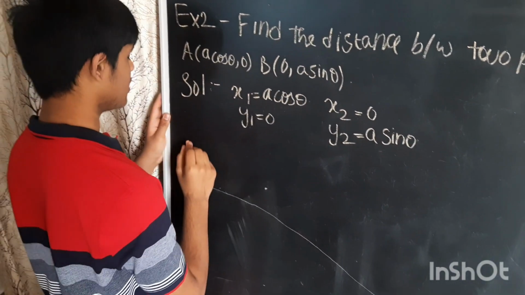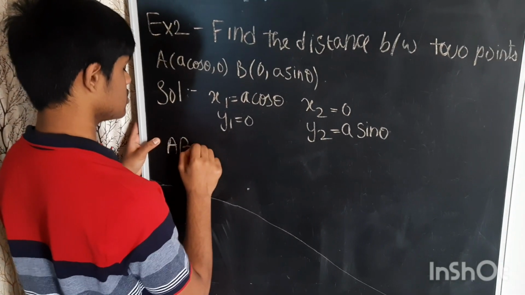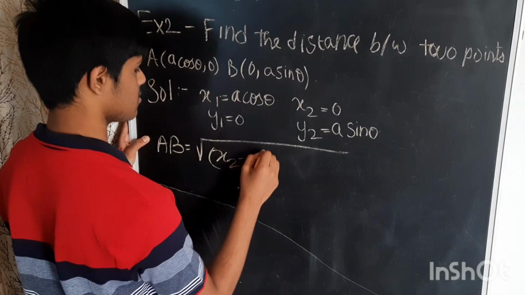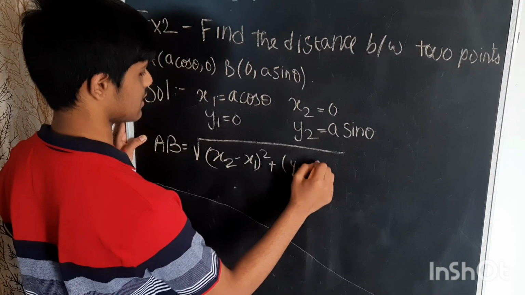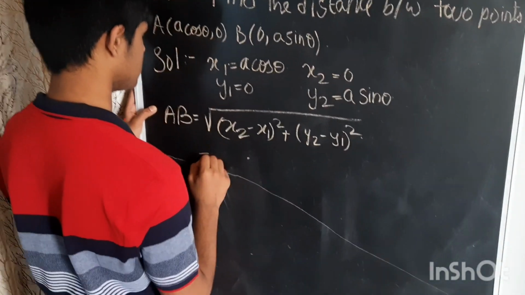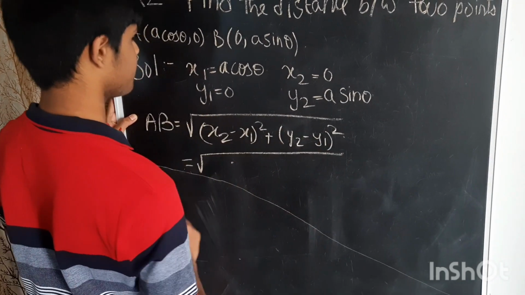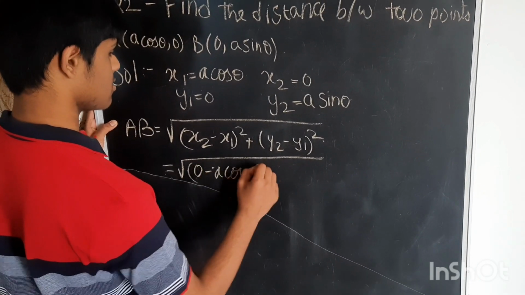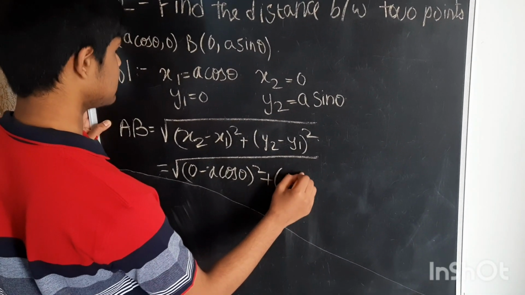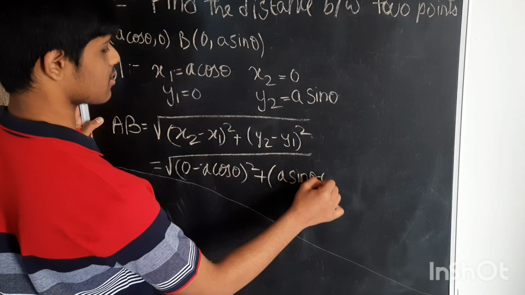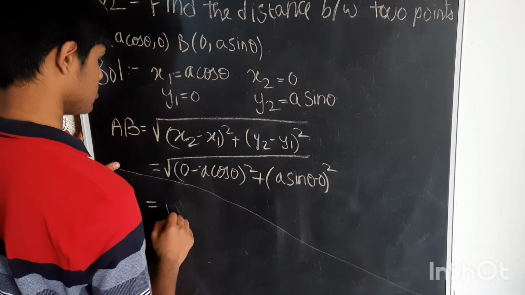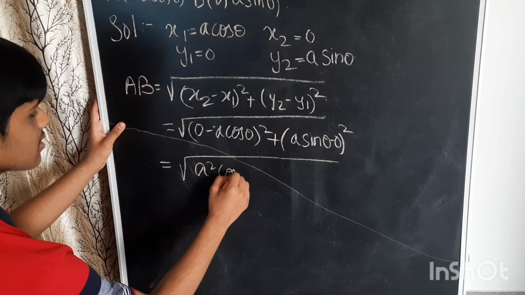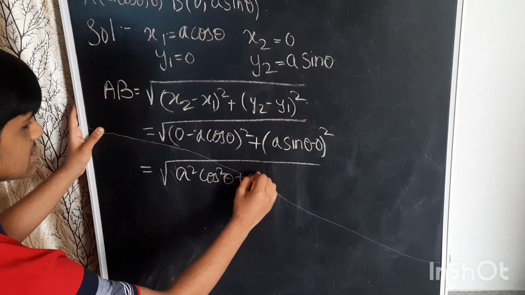Now we apply the formula AB is equal to square root of (x2 minus x1) whole square plus (y2 minus y1) whole square. That is equal to square root of (0 minus A cos theta) whole square plus (A sin theta minus 0) whole square. That equals square root of A square cos square theta plus A square sin square theta.